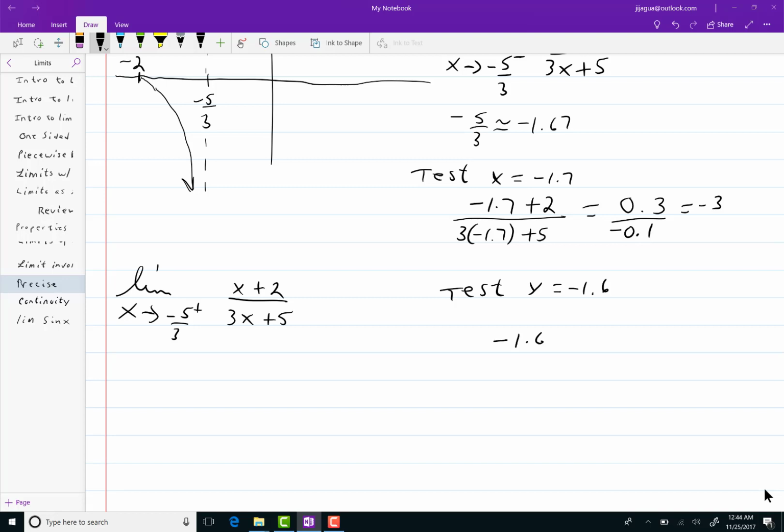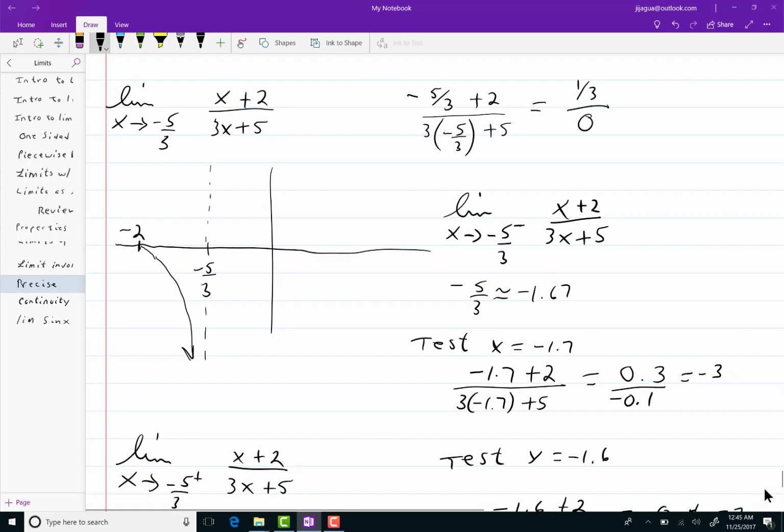So I have negative 1.6 plus 2 all over 3 times negative 1.6 plus 5. So in the numerator, I'll get 0.4. In the denominator, I'll get negative 4.8 plus 5, 0.2, which is 2. So this tells me that it had to be positive to the right of there. So the graph is doing something like this. In fact, if I think of x equals 0, I can even tell that the y-intercept is going to be positive.